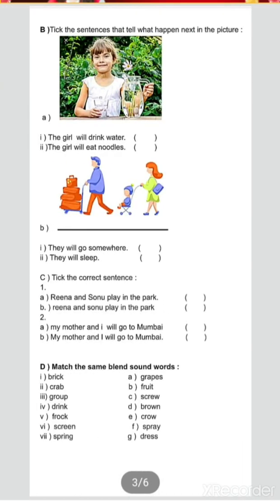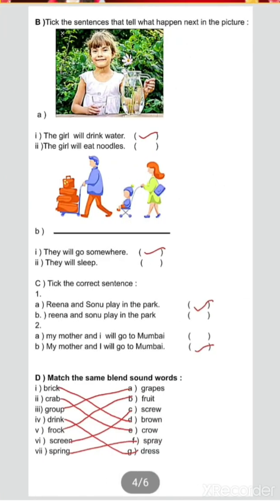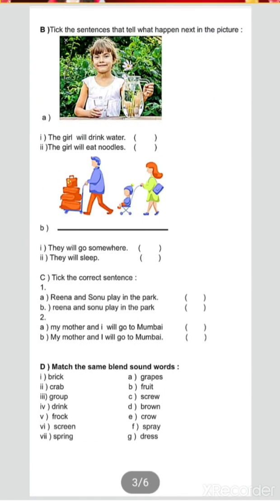Next, my mother and I will go to Mumbai. Here in the first sentence, the beginning of the sentence is with a small letter, which is incorrect. And I is always written in capital form. So it is also incorrect. So sentence B is correct here. So we will tick on sentence B here. Let's move towards the next part.